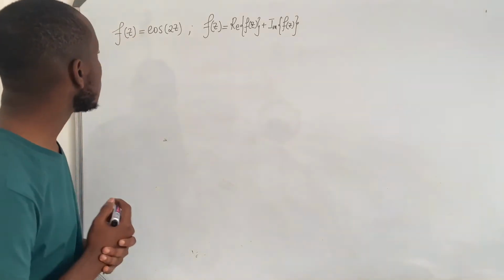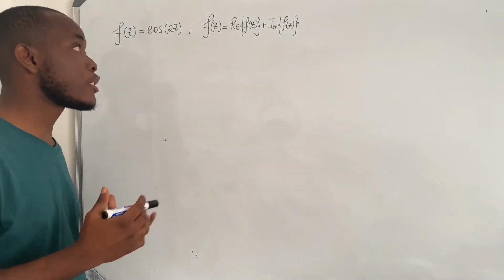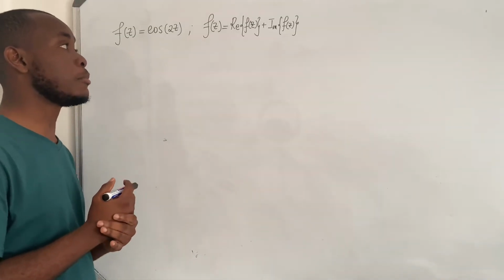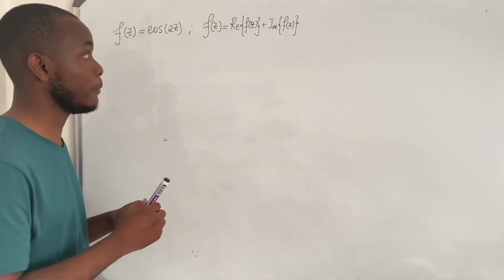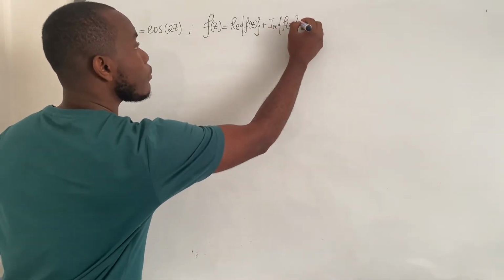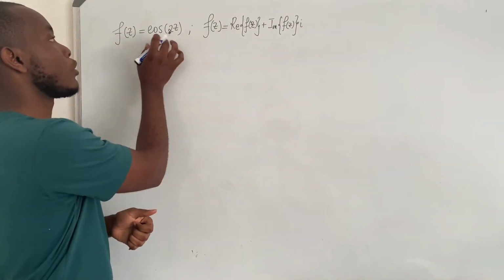So today we have this problem. We have f of z equal to cos of 2z, and they are asking us to write f of z in terms of the real part of f of z plus the imaginary part of f of z. Okay, so what we can do, we can first work cos of 2z.